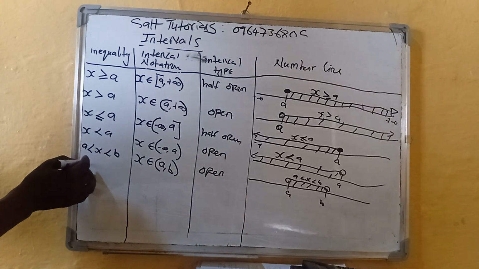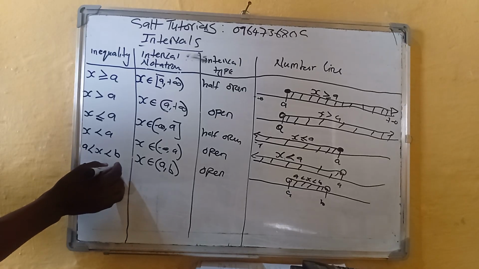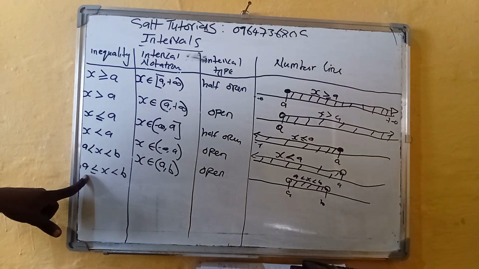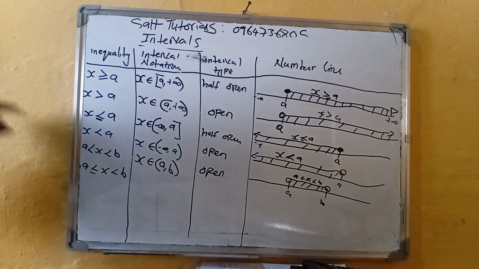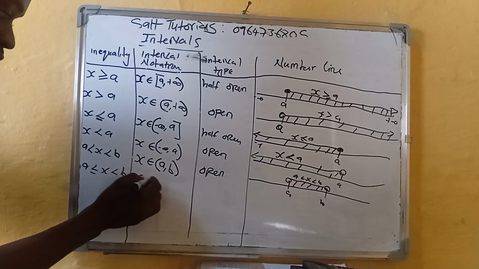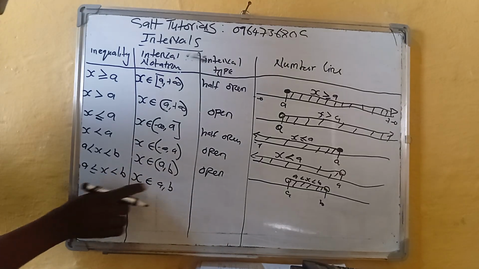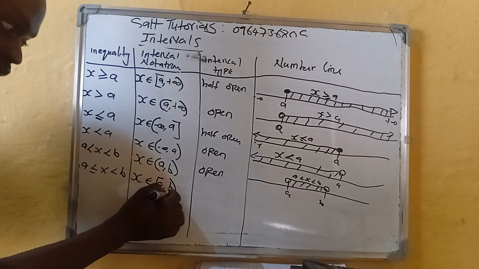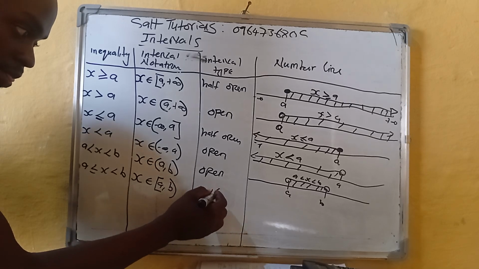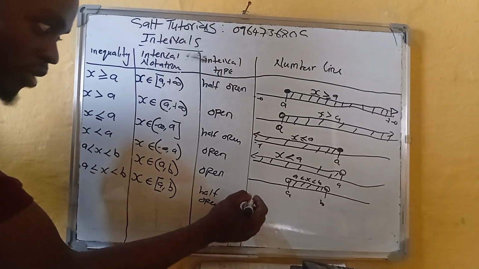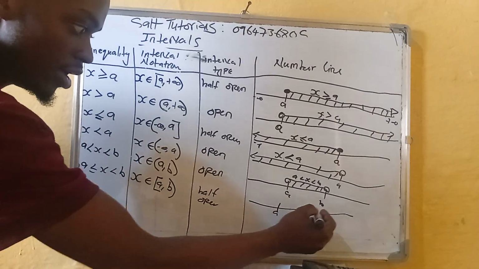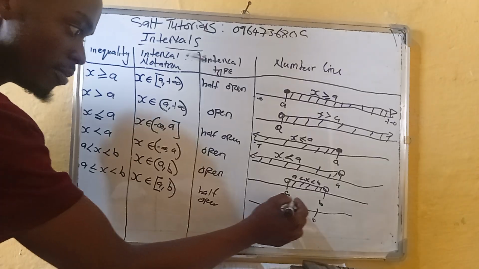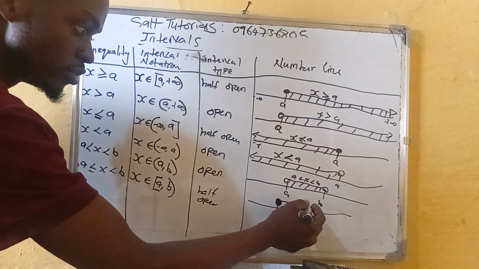I'll have a situation whereby I have a is less than or equal to x and x is less than b. A is equal to, but b is not equal to. So this means x is a member of a comma b, but a is equal to, it means it is a square bracket. B is not equal to, it will be a round bracket. So this is a half open. How do I describe this on a number line? A, b. So a is a shaded bubble, but b is an open bubble. So this will be the description.